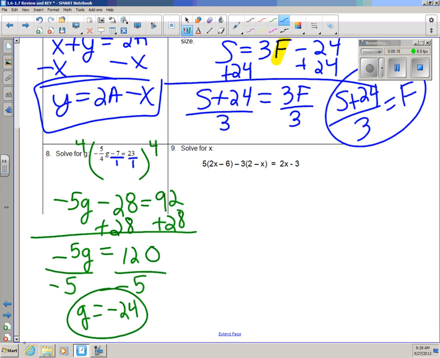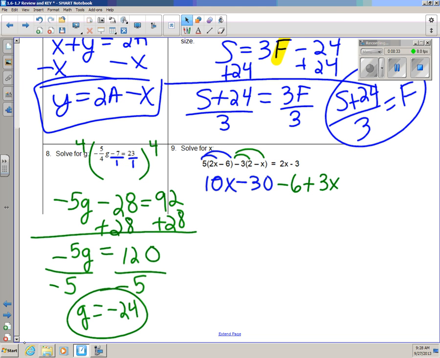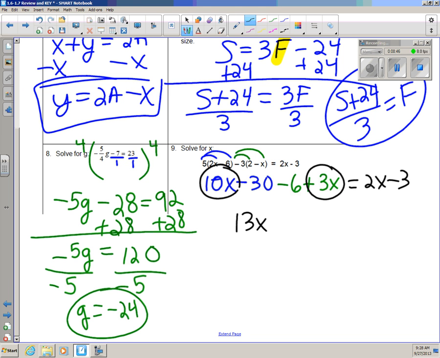Let's go for 9. Distributive property, here and here, 10x minus 30. Distribute again, here and here, minus 6 plus, watch your signs, 3x equals 2x minus 3. Well, on the left-hand side, there are some like terms. I've got 10x's and 3x's, so that's 13x's. I've got a negative 30 and a negative 6, so that's a negative 36, equal to the right-hand side.